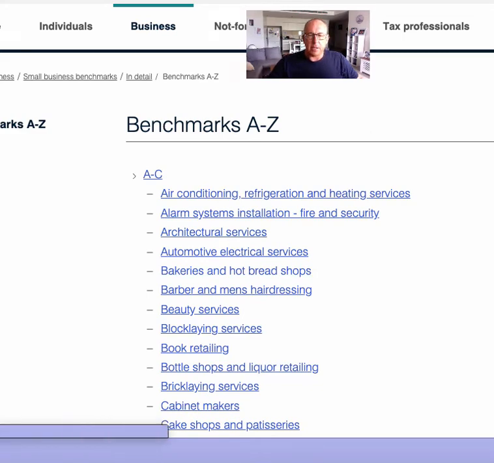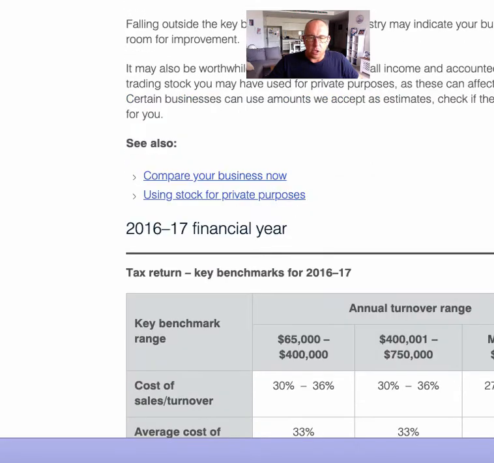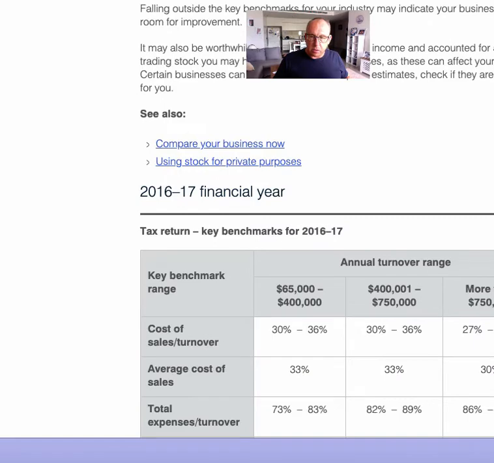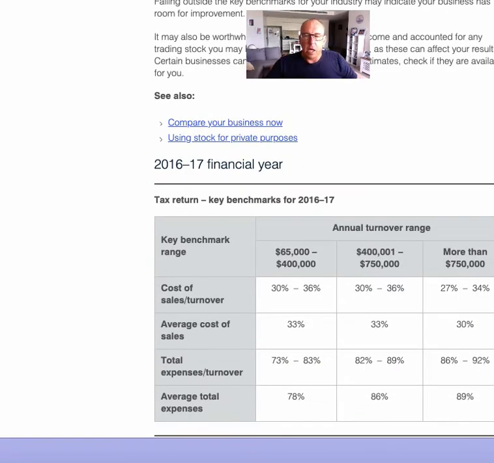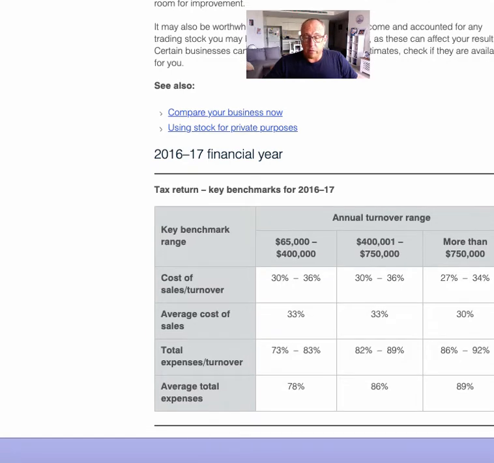So if I click bakers, it brings up the figures. Now, unfortunately here, my screen is going outside. So what I'm going to do is just bring this in a little bit so you can see what's going on. Okay, so over here you can see that for a baker, the average cost of sales for a business this size is these figures here. So the average cost of sales is this. In this instance, for more than 750, it's saying that a baker is 30%. So this probably isn't a baker thing. So the figures are different.